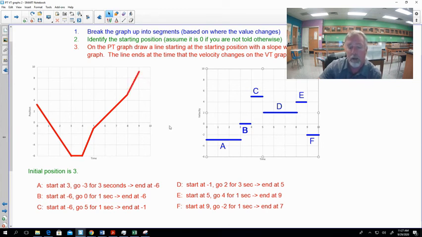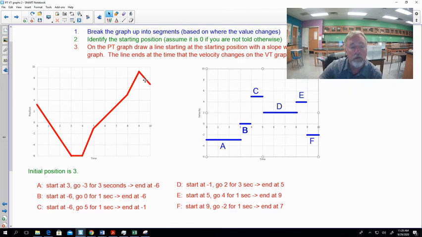And then finally, our last segment, we're starting at 9. Where are we going to go? We've got a velocity of -2. We've got that for 1 second. So -2 times 1 is going to give us -2. 9 plus -2 is going to have you end up at 7.